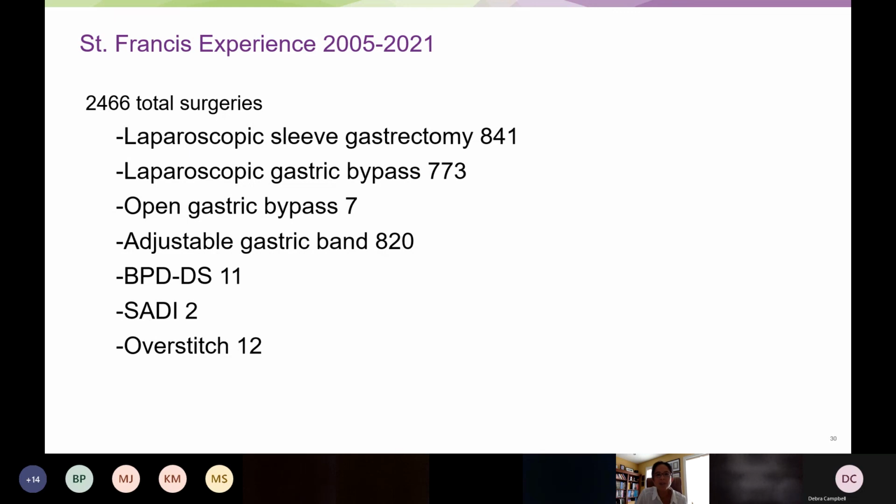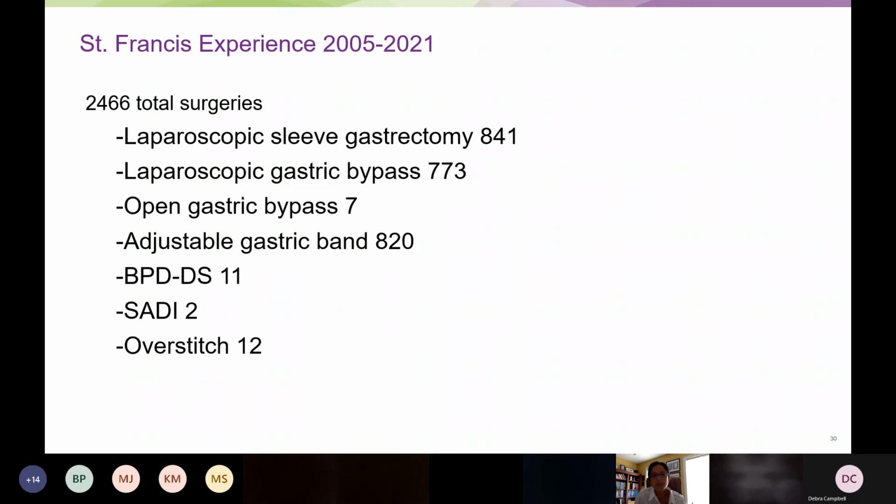You could see the majority of those have been sleeve, bypass, and bands, but the bands have pretty much fallen off since 2010 and been replaced by the gastric sleeve. We've done a few open gastric bypasses. We haven't had to do very many, but now what we're also doing to help our revision patients is offering them the biliopancreatic diversion as well as the SADI surgery. These two surgeries usually are not offered. They're not offered anywhere else in Delaware and not offered anywhere in our region.